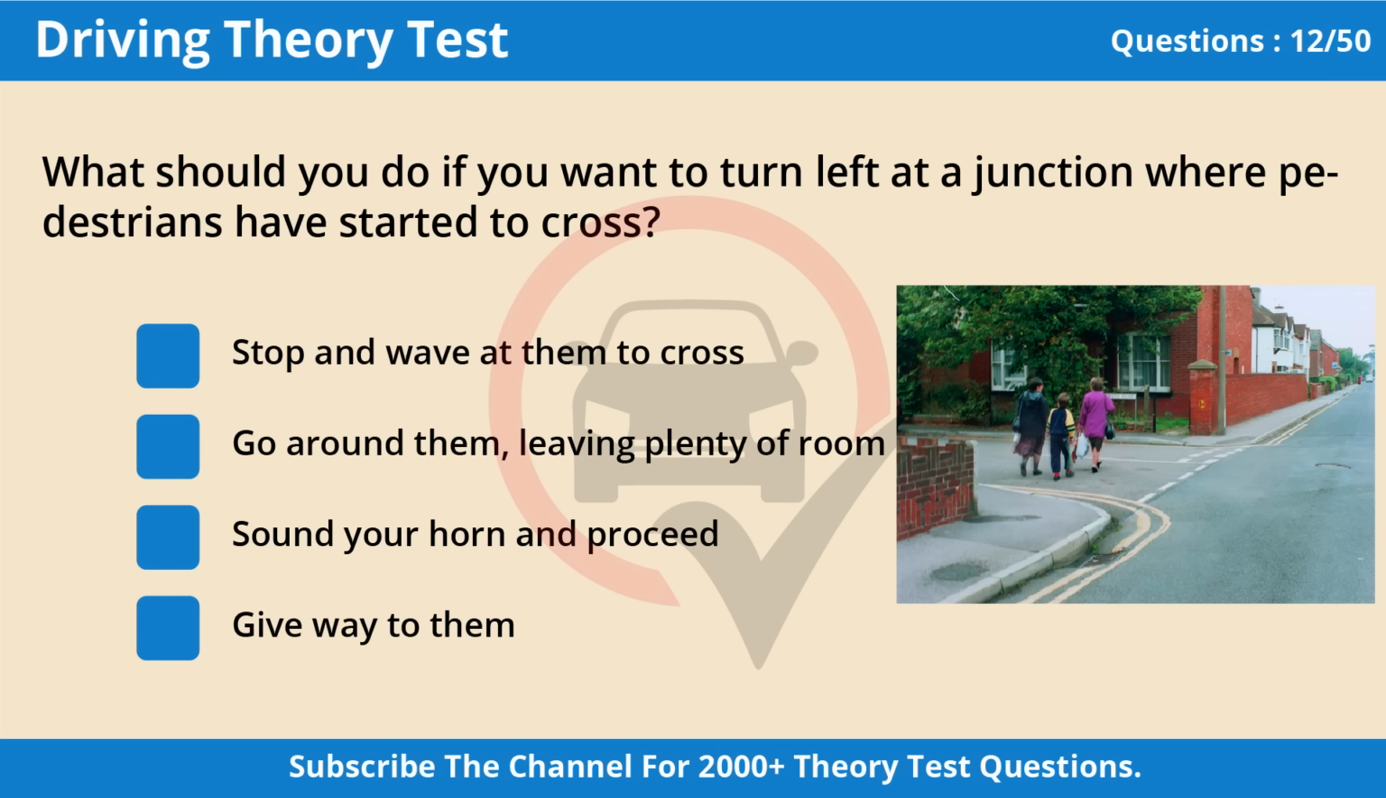Question 12. What should you do if you want to turn left at a junction where pedestrians have started to cross? A. Stop and wave at them to cross. B. Go around them, leaving plenty of room. C. Sound your horn and proceed. D. Give way to them.